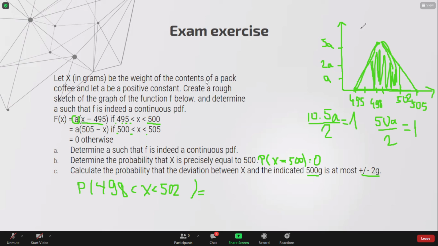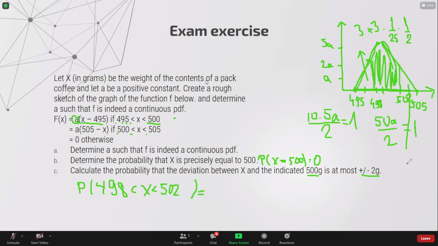Okay. So firstly, we're gonna have a look at this triangle here. The area is 3 times the height, which is, we have to plug in that number in our function, 498, in here. And it becomes 3 times a. But we already calculated a is 1/25. And divide it by 2 because that's a triangle. That's the area for this one here.